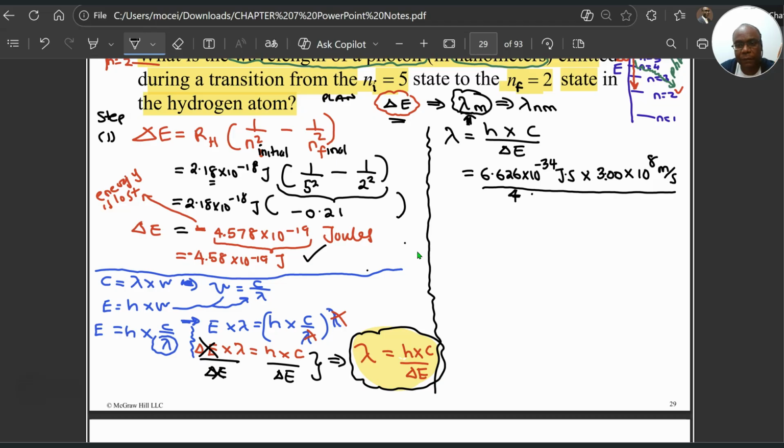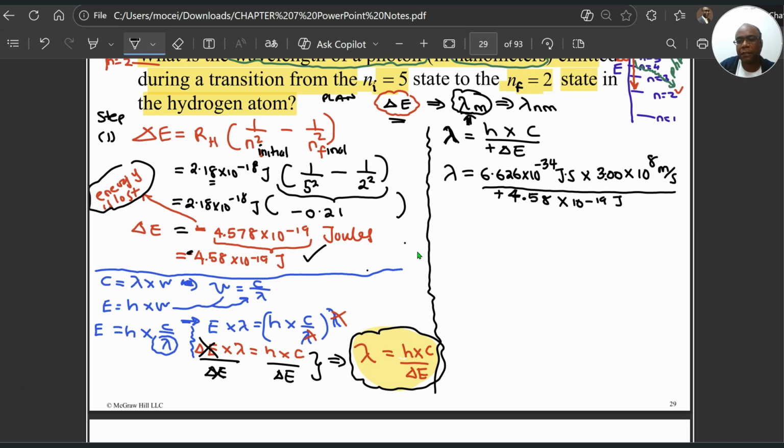negative 4.58. Now, wavelength cannot be negative. It has to be a positive number. So we are just going to use the positive value of the energy change. We know the answer was negative, but that negative just tells us that energy was lost. To find our wavelength, we ignore the sign. So we'll take positive 4.58 times 10 to the power negative 19, because wavelength can never be negative. If you put negative here, our wavelength will end up being negative. We don't want that.